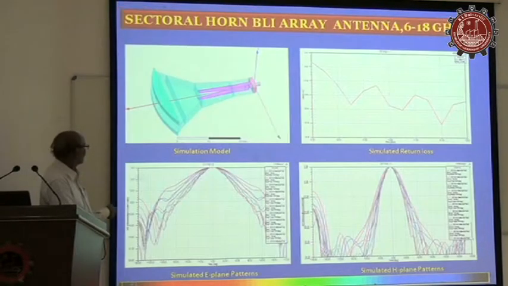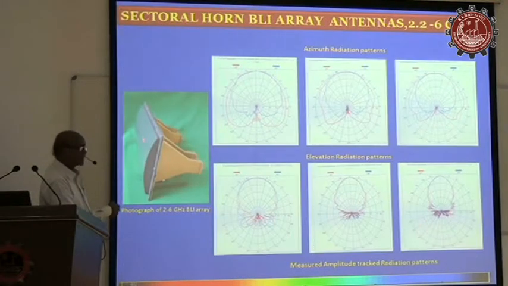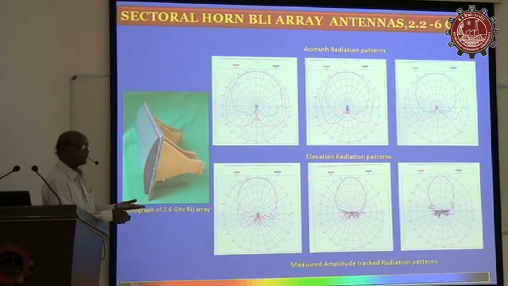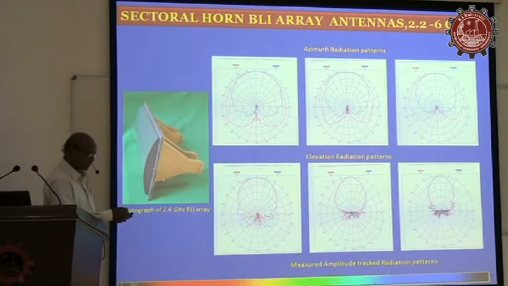Then this is the array we have realized, and these are the measured radiation patterns. This is the azimuth pattern, and see how closely they match. This is 2 to 6, and this is the elevation pattern. You see the beamwidth variation is very minimal. Normally, if you take a horn antenna, when you double the frequency, the beamwidth becomes half. That would cause some issues, which we prevented by using the double step concept and realizing the antennas.